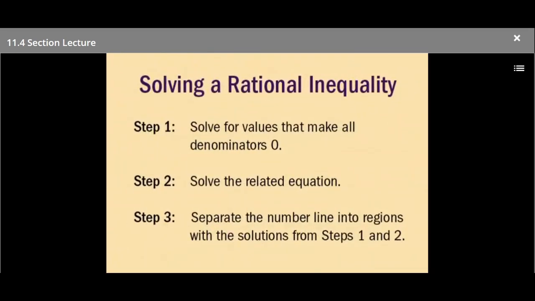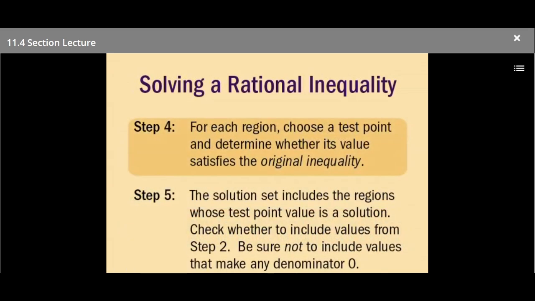What about solving a rational inequality? Step 1, solve for values that make all denominators 0. Step 2, solve the related equation. Step 3, separate the number line into regions with the solutions from steps 1 and 2. Step 4, for each region, choose a test point and determine whether its value satisfies the original inequality.